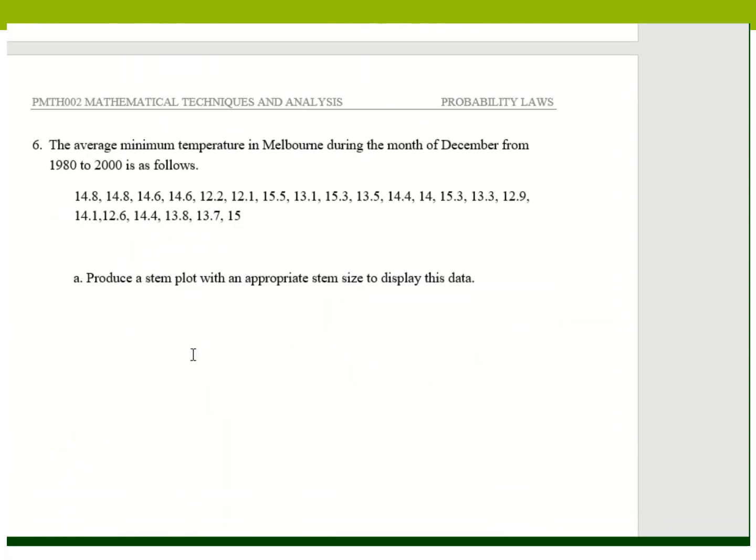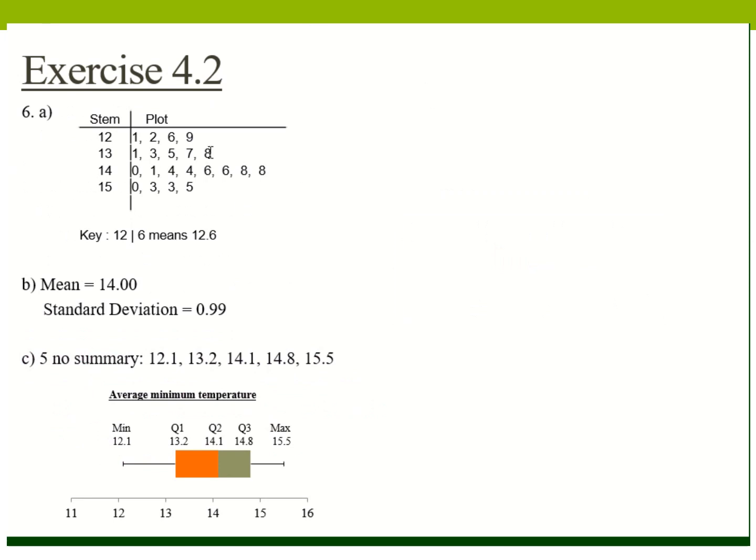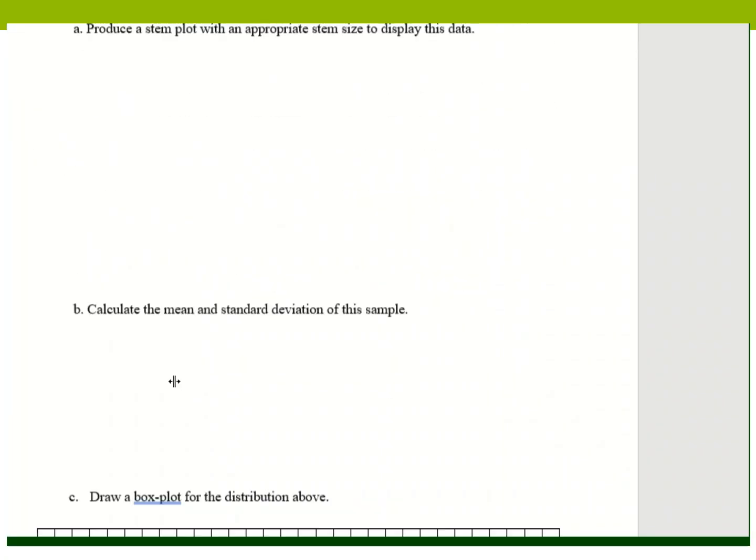Next one. Produce a stem and leaf with an appropriate stem size to display this data. So this is how the stem and leaf will look like. 12, 13, 14, you just separate the decimal point. Okay, make sure you write your key. Find the mean, find the standard deviation, find the 5-number summary and draw the box plot.